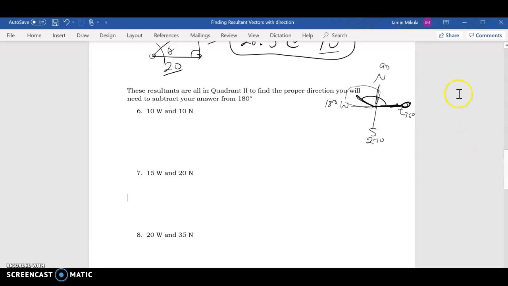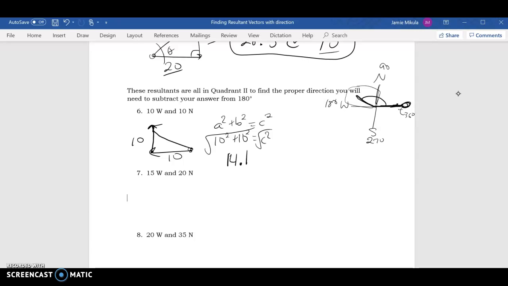All right, so looking at these, we're going to go 10 west. And then from head to tail, we're going to go 10 north. All right, and a squared plus b squared equals c squared will give me the magnitude of my resultant vector. So, I'm sorry, this answer here is 14.1.